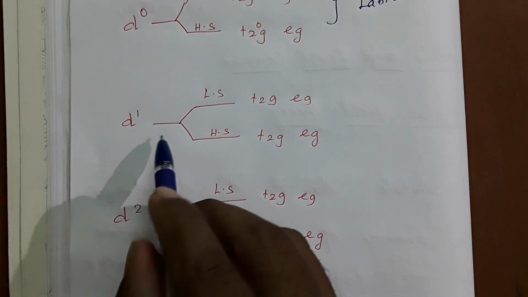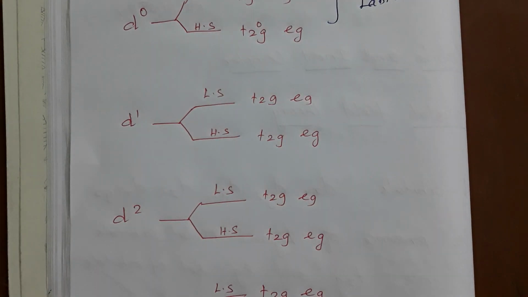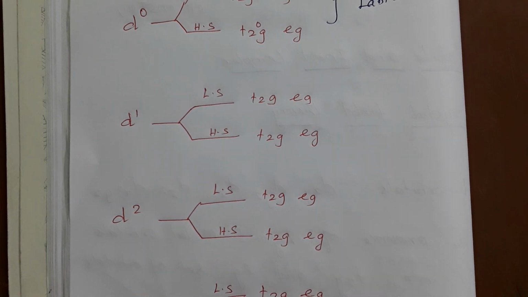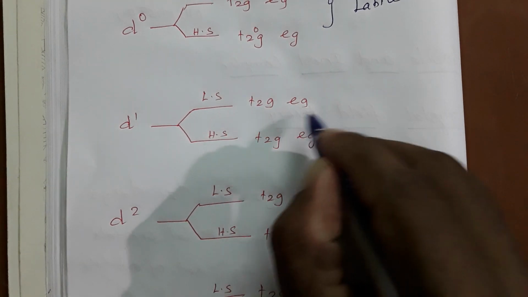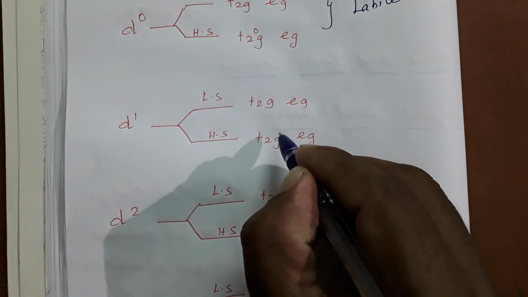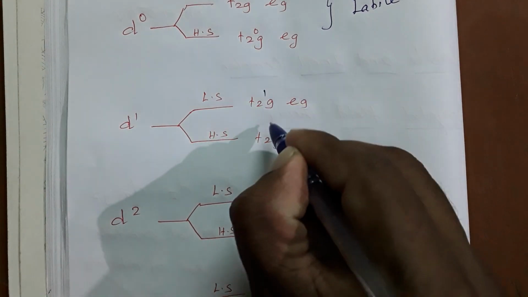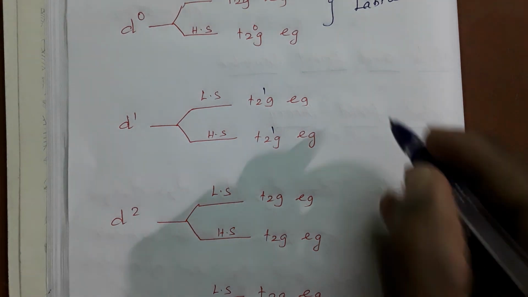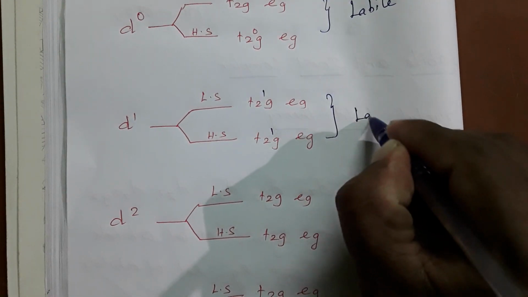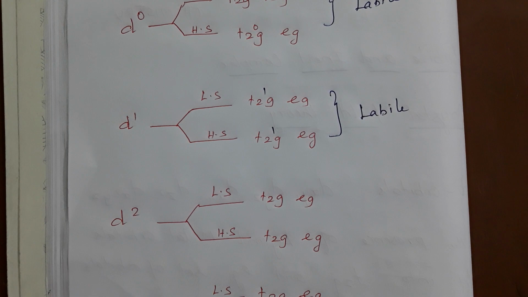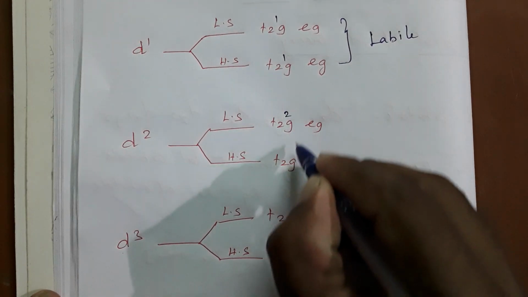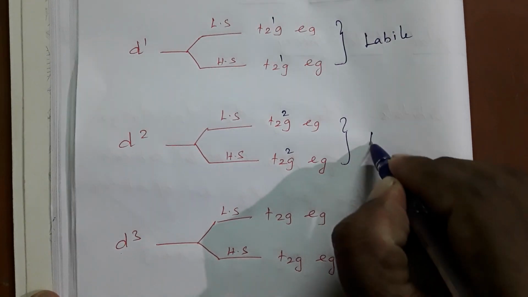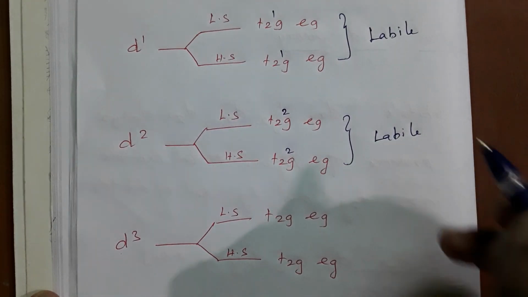If it is the d1 configuration, here I have taken both low spin and high spin complexes. In low spin, you know that the pairing will take place. In high spin, pairing does not take place. Here for the d1, the electron will be in the T2g orbitals. So both of these are labile because we have only one electron. And the d2 configuration, t2g 2. These two are also labile complexes because the two electrons we can easily exchange.